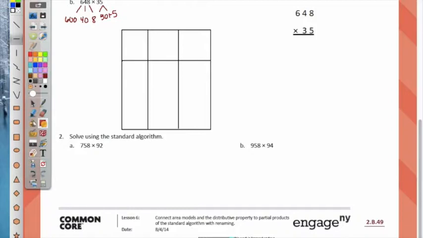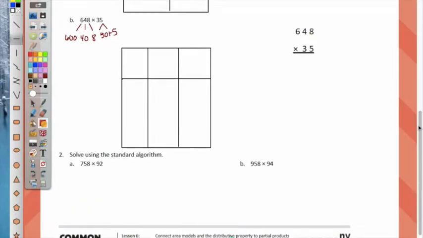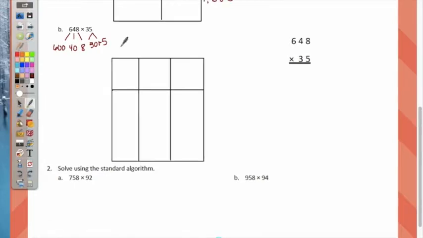Which number goes on top? One's 600 plus 40 plus 8. Good. The second one's 50 plus 5. And go ahead and highlight before you start multiplying. 30 plus 5. I bet you can't read my handwriting, can you? I can. It looked like 50. Yeah, it did. Okay. So now highlight.